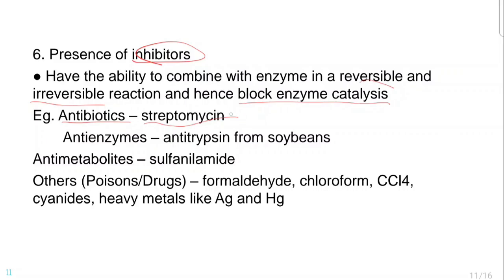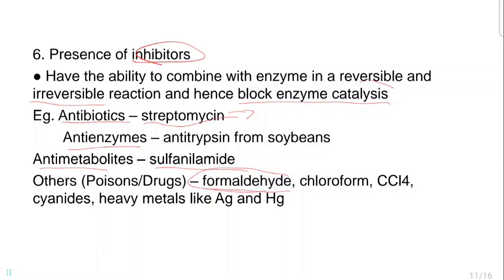So what does streptomycin do? It blocks the enzyme produced by Streptococcus, streptokinase. Okay? So there is no lysis of your cells. We also have anti-enzymes, your antitrypsin from soybean. Your anti-metabolites, such as sulfanilamide, and other poisonous drugs such as formaldehyde.